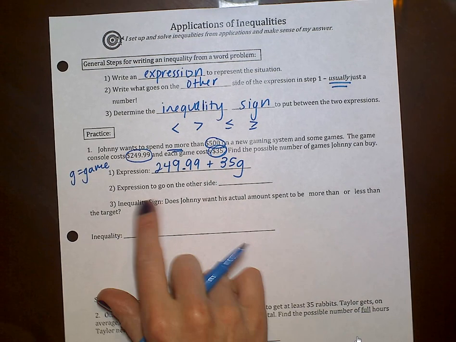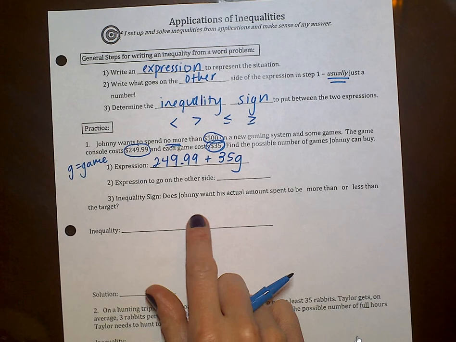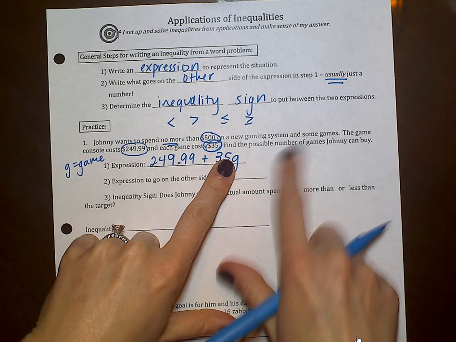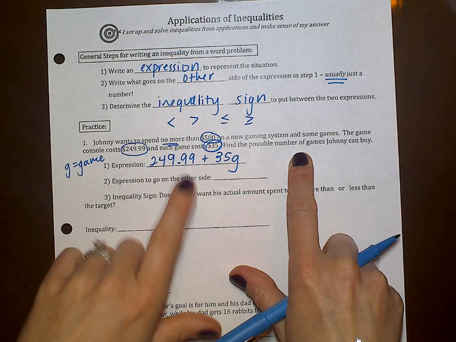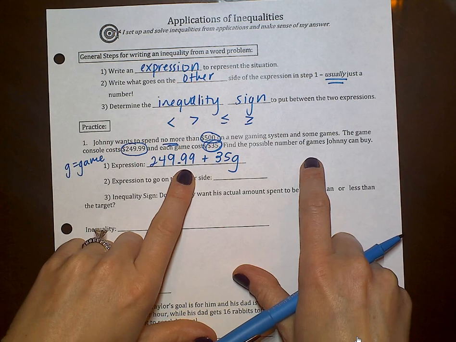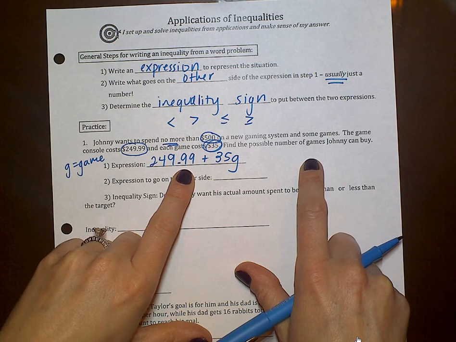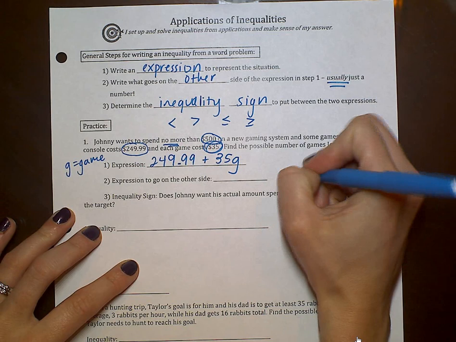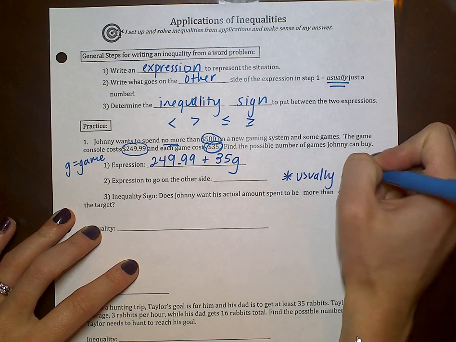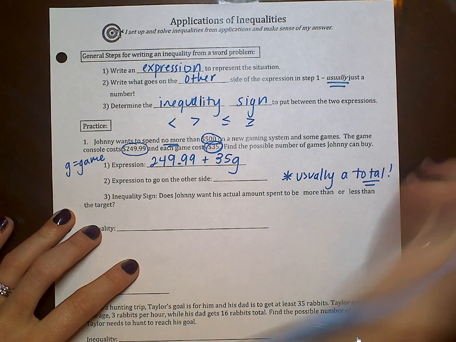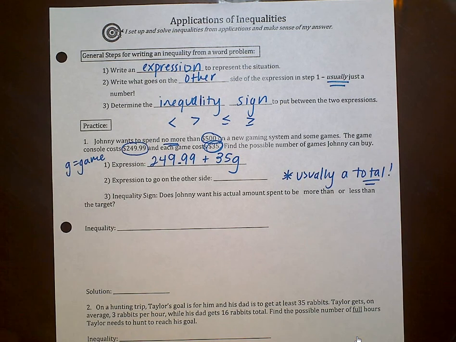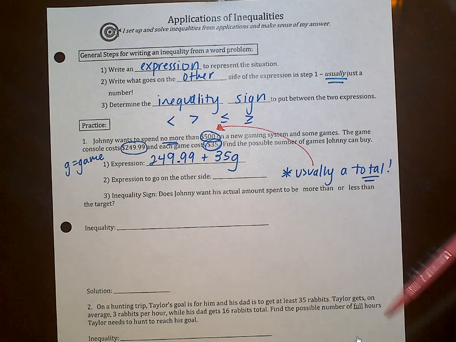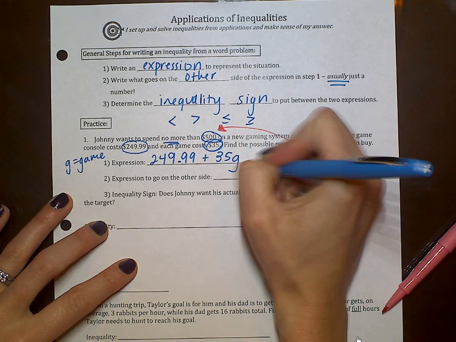Now, step 2 says, write what goes on the other side. So obviously I'm going to have 2 different sides to my inequality. This is going to go on one side, and I said usually just a number will sit opposite that on the other side of the sign, and that's happening here, okay? And I want you to make a note that that number that we're usually looking at here is usually a total number. So you want to look for a total, like how much money this person has, how much they can spend. And that's exactly what this $500 is. That's how much money Johnny has. Okay, so that's the number that's going to sit on the other side.